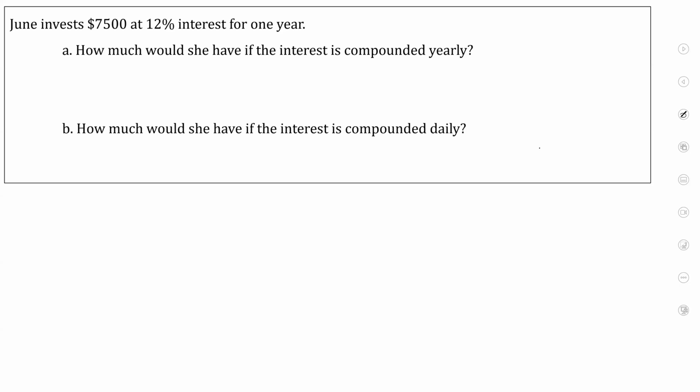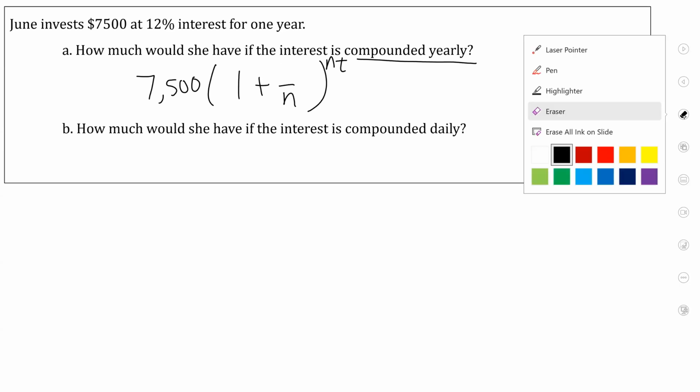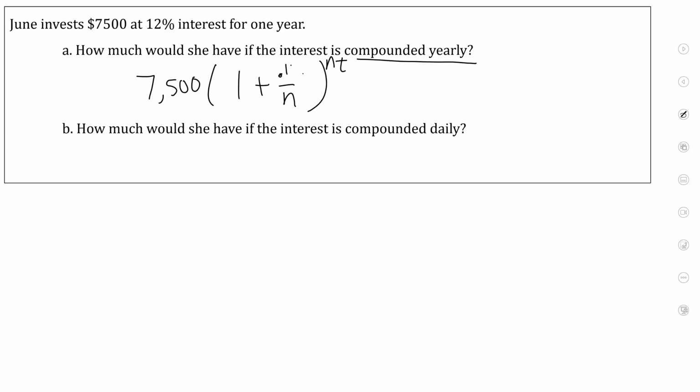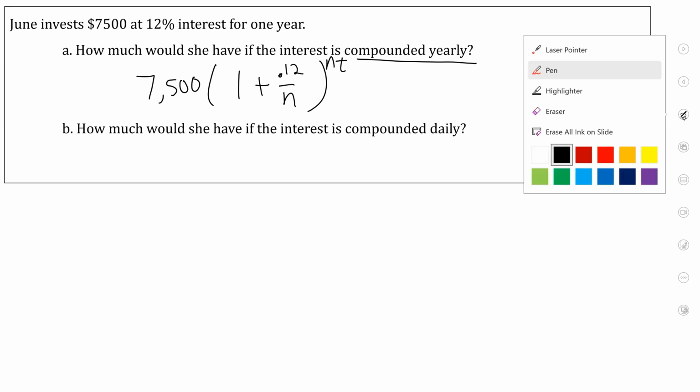Okay, so she invests 7,500. And it's compounded yearly. So this is the formula that I have to use. What is my rate as a decimal? 0.12. And it says yearly, compounded yearly. So what do I do?